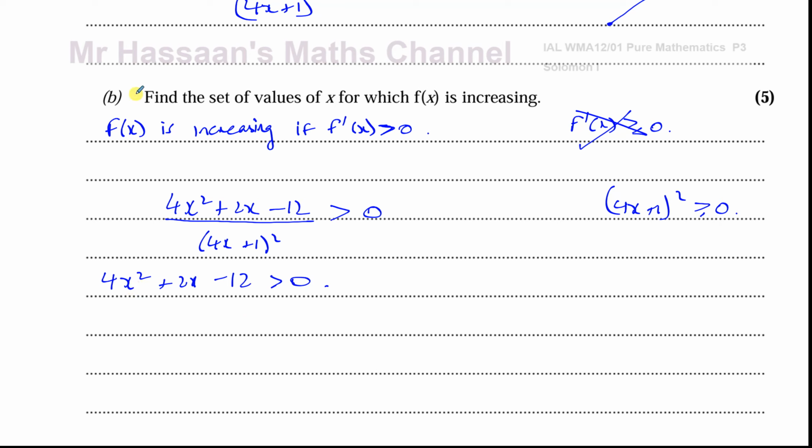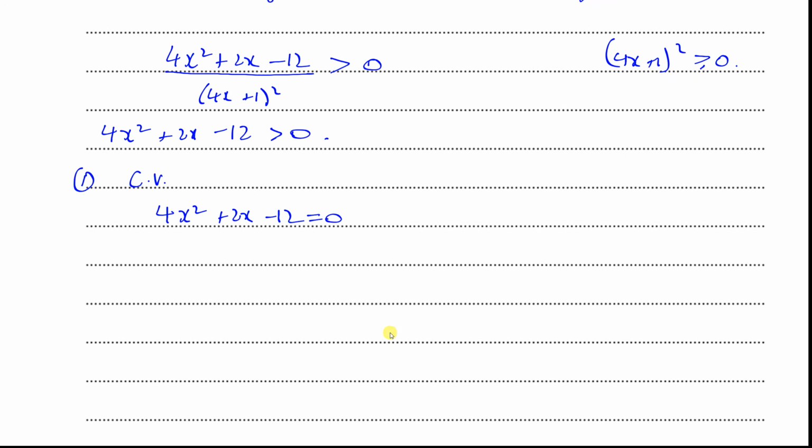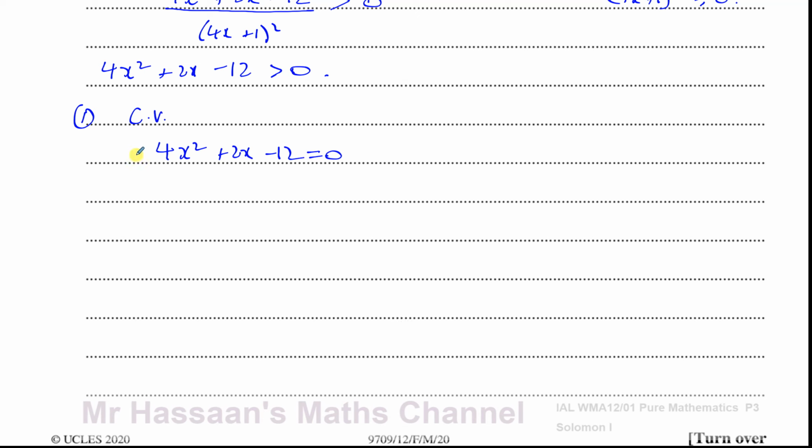Now we can solve this quadratic inequality. First, we're going to find what are called the critical values, so I'm going to find the values where 4x² + 2x − 12 equals 0. This takes us back to the work from AS Maths. Before I do that, I can make it easier by dividing both sides by 2.